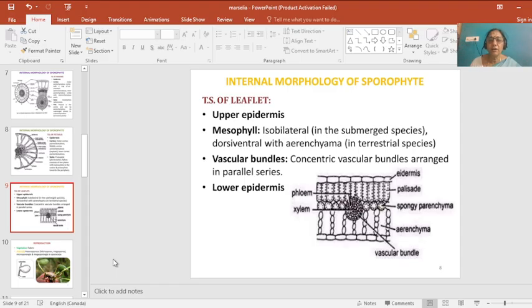If you see the internal morphology of the sporophyte, the leaflets have upper and lower epidermis, and in between the mesophyll cells are present, where the mesophyll cells are differentiated into upper palisade cells and dorsiventral parenchyma in the lower cells. The vascular bundles are concentric and are arranged in parallel series. So this is the structure where you can see the isobilateral structure of the mesophyll cells.